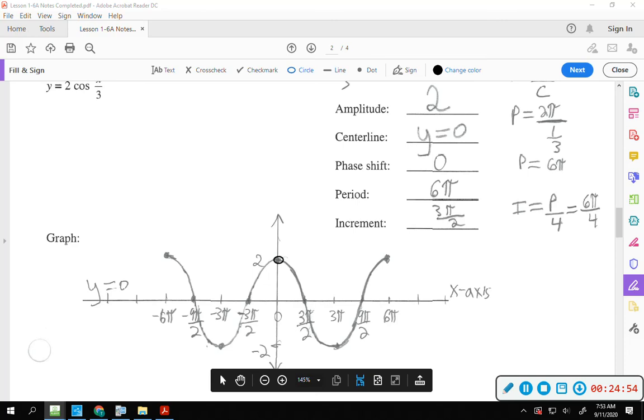But if I have a high point, I have to hit 0 before I go to a low point. I have to hit 0 before I go to a high point. I have a high point, I have to hit 0 before I go to low. I have to hit 0 before I go to a high. And then I sketch it in.